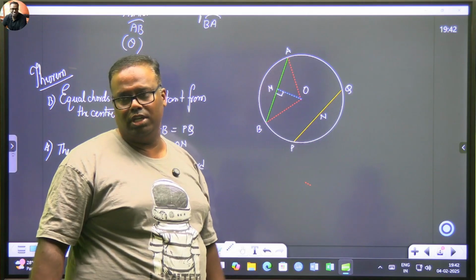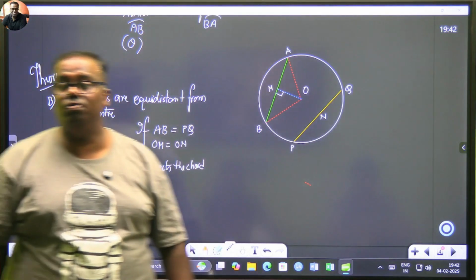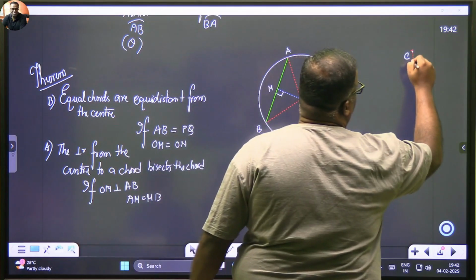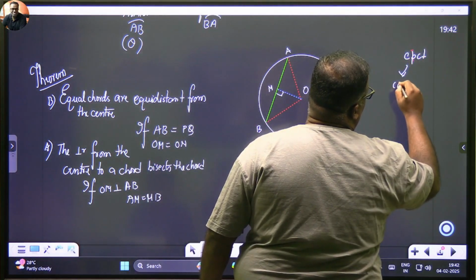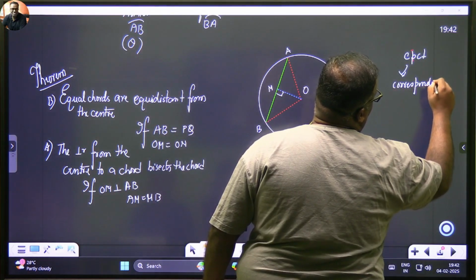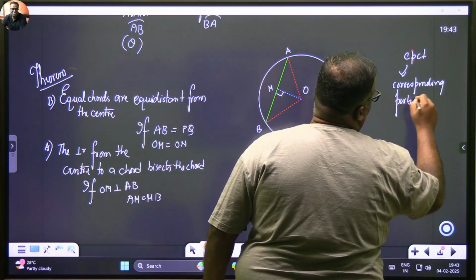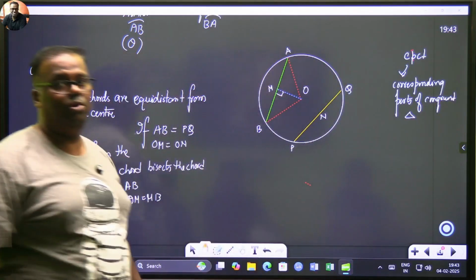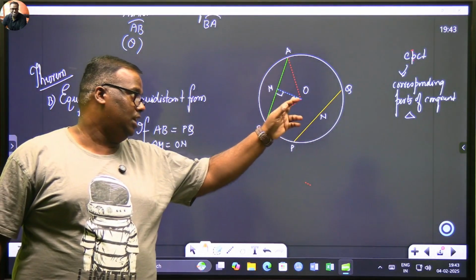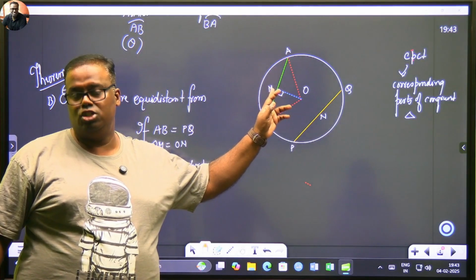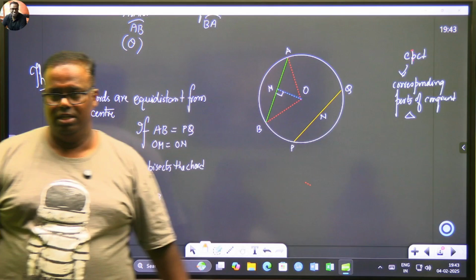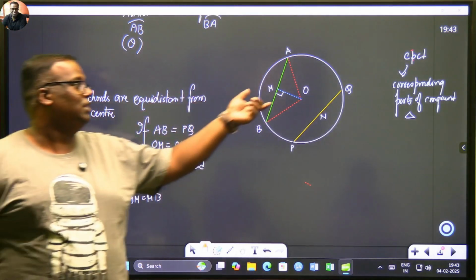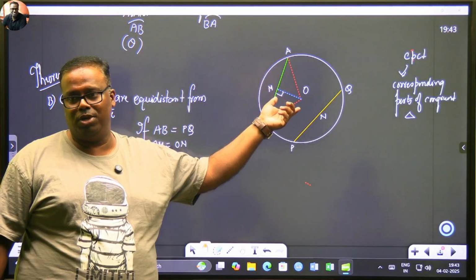Corresponding parts of congruent triangles, which we call CPCT. We always use this word, CPCT. It stands for corresponding parts of congruent triangles. All of you, are you clear with this? If you have any doubt, let me know. We just tried to prove that the perpendicular from the center to a chord bisects the chord. It means that if you are drawing a perpendicular, so in other sense, when we go to the next theorem, the shortest straight line distance, which is also governed by this perpendicular, it bisects the chord.